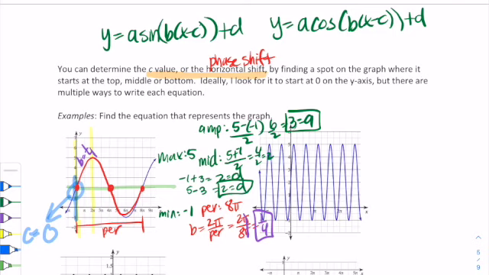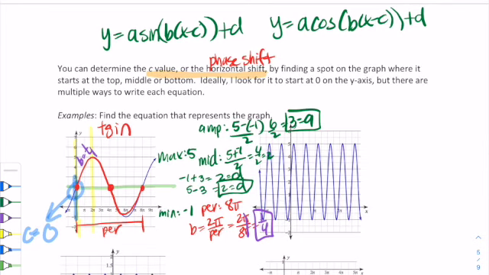Now I need to decide, is this a sine wave or a cosine wave? Well, because we're starting here at 0, that means we're starting in the middle. So if we start in the middle, that means it's going to be a sine wave. Since I went middle up, that's going to be a positive sine. So now I have all the pieces of the information for the equation. Now I just need to write the equation.